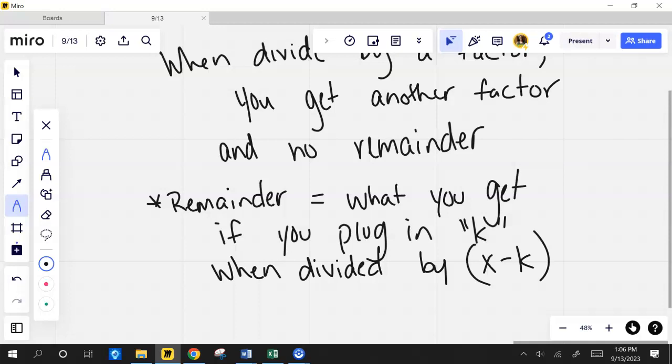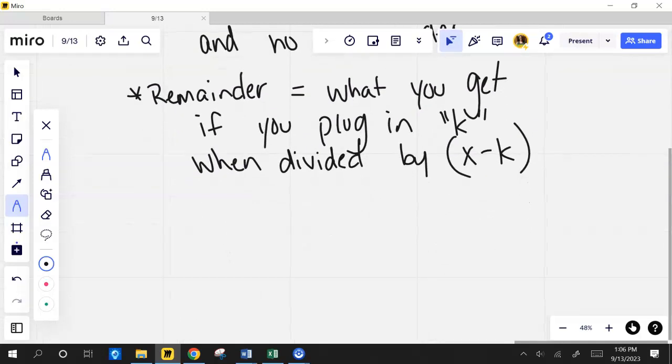This is kind of wordy, and we skimmed over it in Algebra 2, and we're really going to dig into it in pre-cal now. So, when I divide by one of those factors that I can use synthetic division for, I'm talking about x plus a number, x minus a number. I put x minus k here.